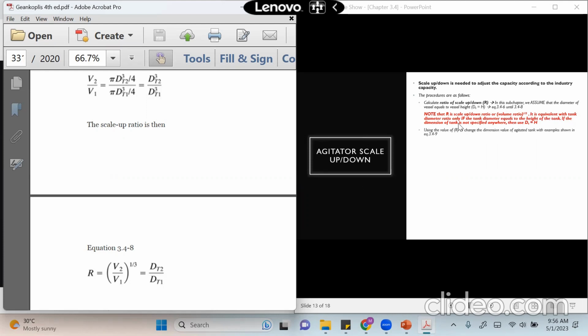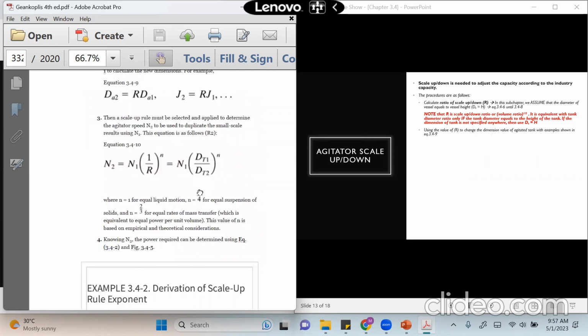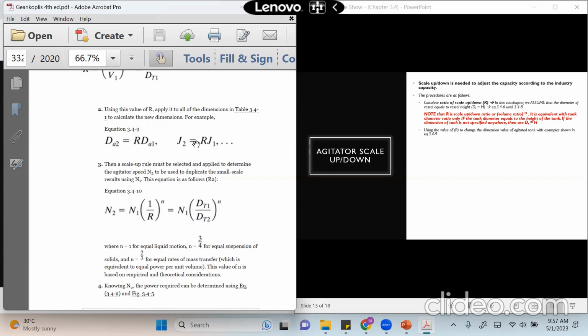Okay. And then after you find the value of R, change all the dimension values of the agitated tank, with examples shown in equation 9. So dA after scale up or scale down must be the same as R times dA before scale up or scale down. J2, J after scale up or scale down, equals the ratio of scale up or scale down times the J before scale up or scale down. dt2 equals R dt1, and so on.